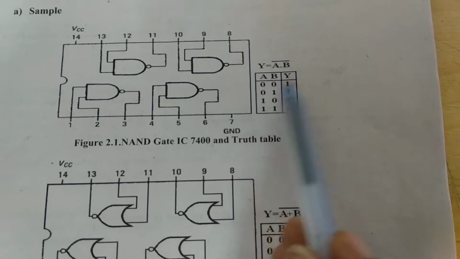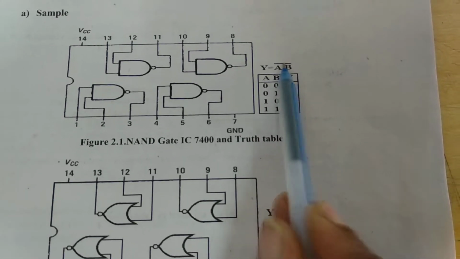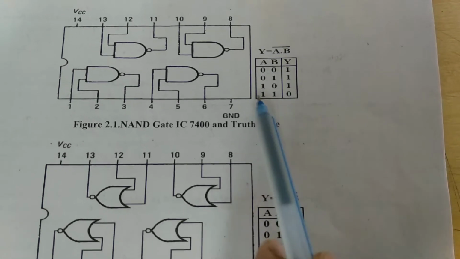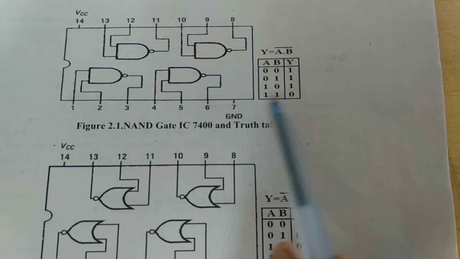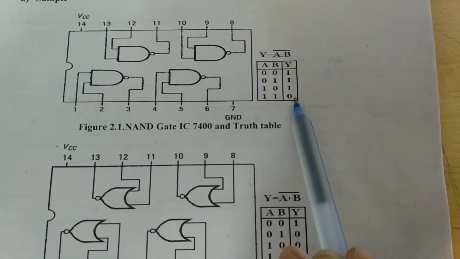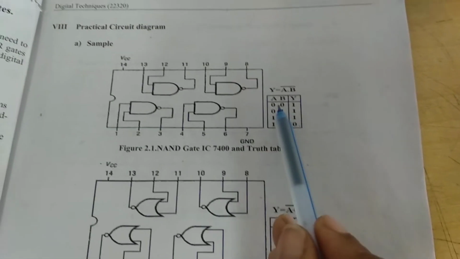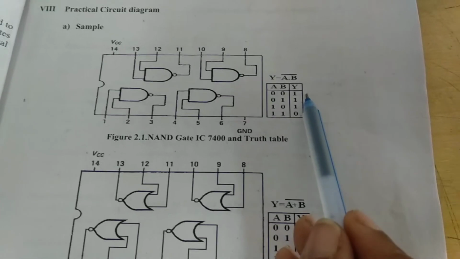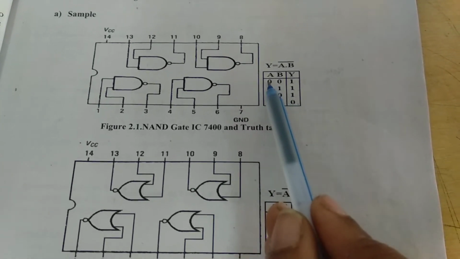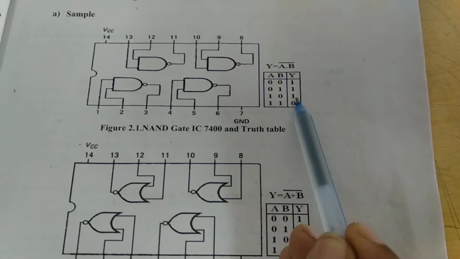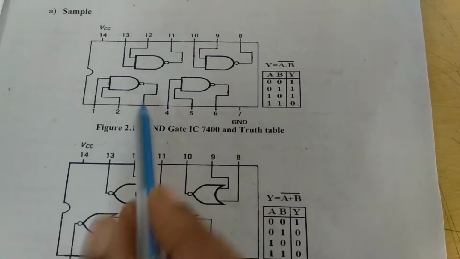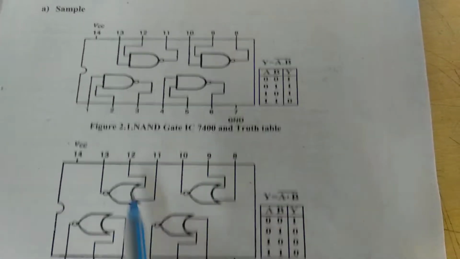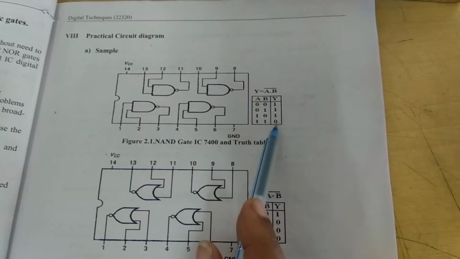Since one of the input is 0, its complement will be equal to 1 and therefore all the outputs are equal to 1. Now for last combination, that is 1, 1, 1 into 1 is 1, its complement is 0. So for last combination 1, 1, output is equal to 0. So it is exactly opposite to that of the AND gate. In AND gate, if any one input is 0, its output is 0. In case of NAND gate, if any one input is 0, its output is 1. So it is exactly opposite to that of AND gate, and that's why it is called not AND. NAND stands for not AND. So this is the theoretical truth table for NAND gate.